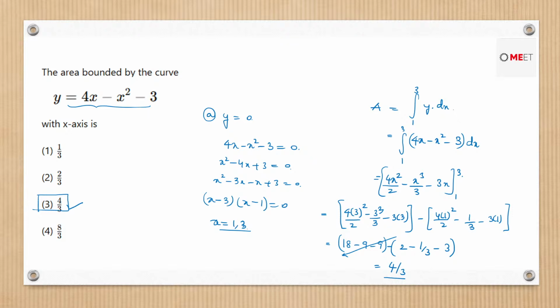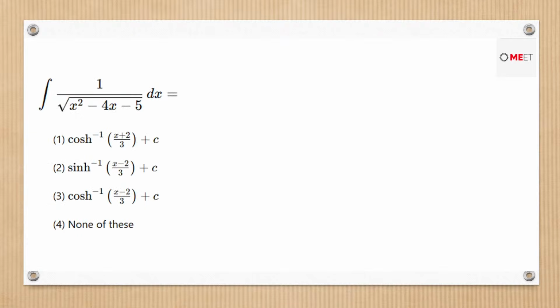Moving to next question. Integral root over x square minus 4x minus 5. So this is in the format of integral 1 by root over x square minus a square. So here we need to recall, this integral will give us either sine hyperbolic or cosine hyperbolic, inverse hyperbolic functions. That logic you have to always remember.